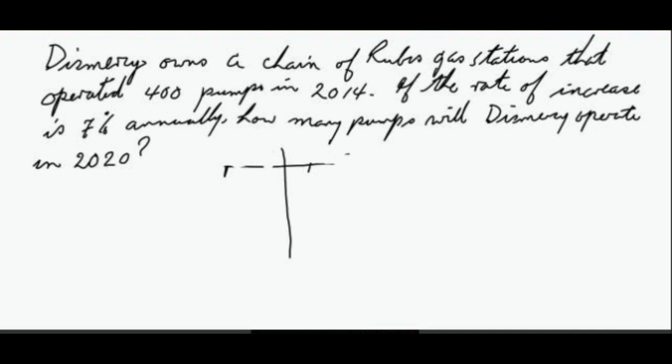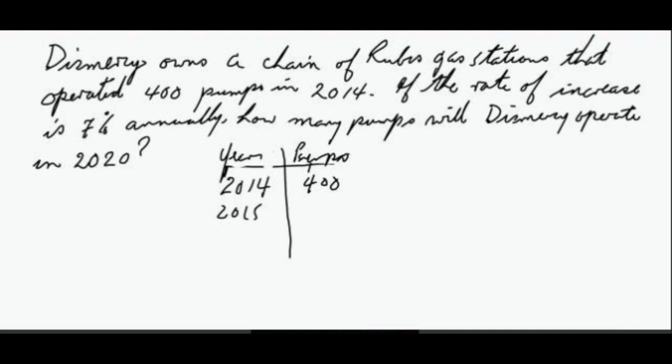So it's going to be years and pumps. Oh, this is not right. It's P-U-M-P-S. Okay. What next? What do we write? 2014, 0. Do we put 0 to the side? 400. Yes.